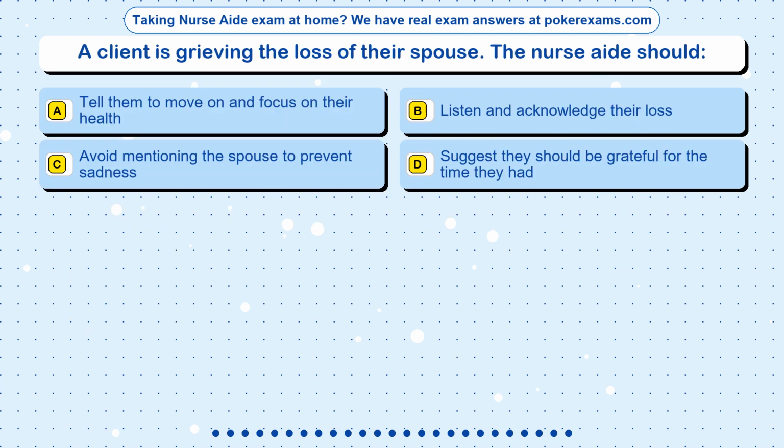Question 2. A client is grieving the loss of their spouse. The nurse aide should: Option A. Tell them to move on and focus on their health. Option B. Listen and acknowledge their loss. Option C. Avoid mentioning the spouse to prevent sadness. Option D. Suggest they should be grateful for the time they had.